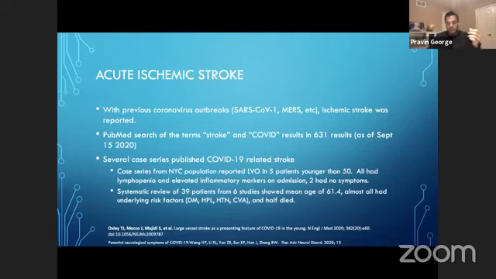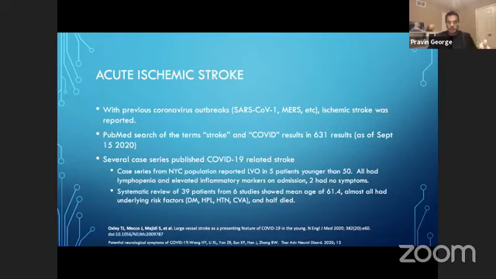But looking at these, most of them are descriptive studies, looking backwards and retrospective, looking backwards at what their patient population has had. Some of the take homes from this, and this is highlighted in this New York City population, are that patients are younger with stroke.